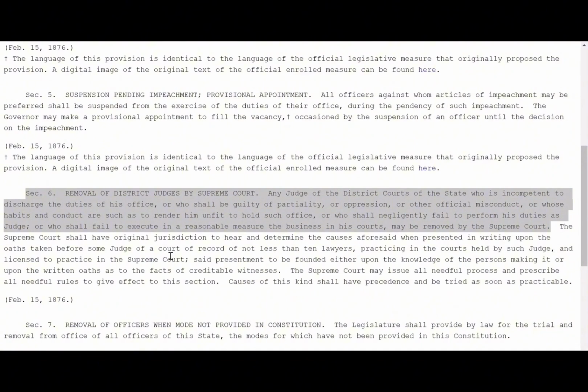Any judge of the district courts. Let me say it again. Any judge of the district court, civil, criminal, family, district court of the state, who is incompetent to discharge the duties of his office, who shall be guilty of partiality or oppression or other official misconduct, or whose habits and conduct are such as to render him unfit to hold such office, or who shall negligently fail to perform his duties as a judge, or who shall fail to execute in a reasonable measure the business in his courts, may be removed by the Supreme Court.